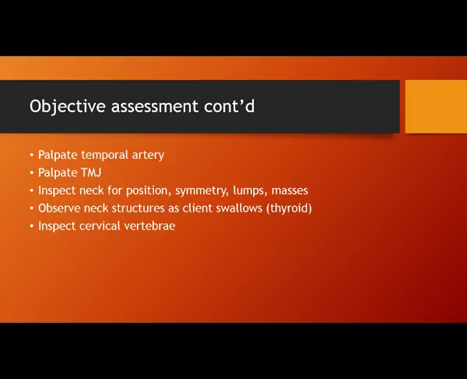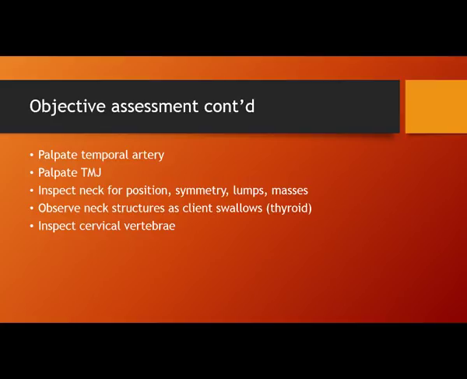Then you'd palpate the temporal artery. The book mentions that if the temporal artery is impaired, that can be a sign that blindness is impending. So that's the importance of the temporal artery. Then you'd also palpate the temporomandibular joint and inspect the neck position. You want to look for symmetry, for masses, for any lumps when you do that.